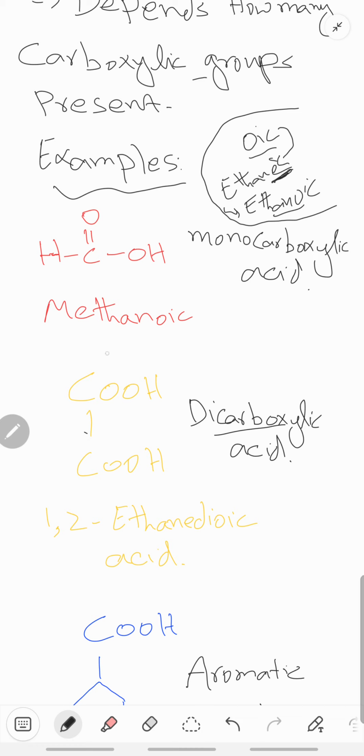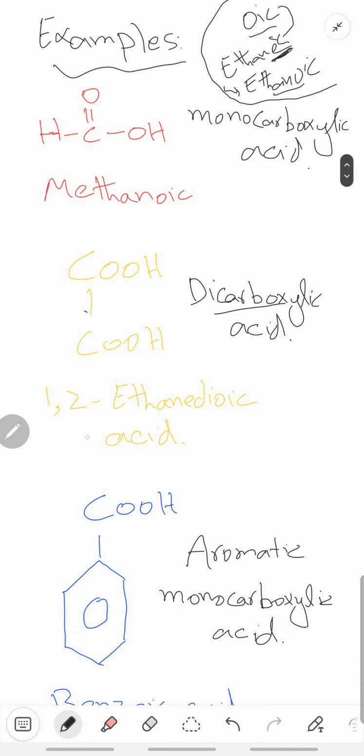What about the naming or nomenclature? If we take an alkane, we can say ethane, and we have E at the end of ethane. If we replace this E with oic at the end, then we can say ethanoic acid. Ethanoic acid is a carboxylic acid. This is how we name it. So this is the first example, and that is a monocarboxylic acid because it has one carboxylic functional group.